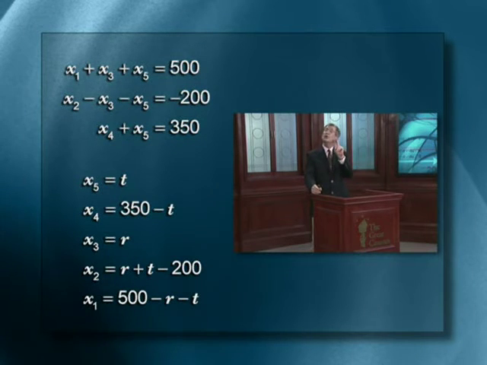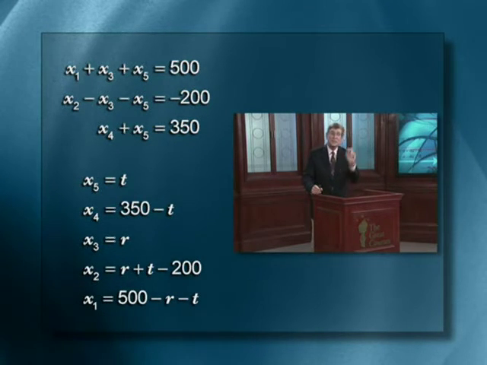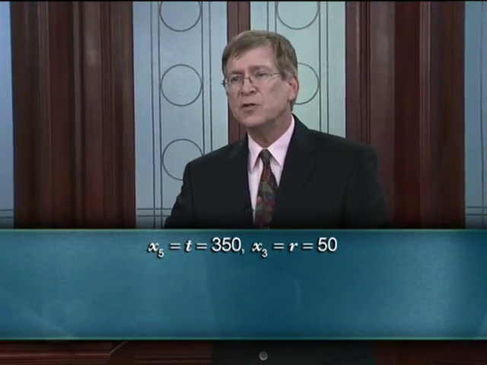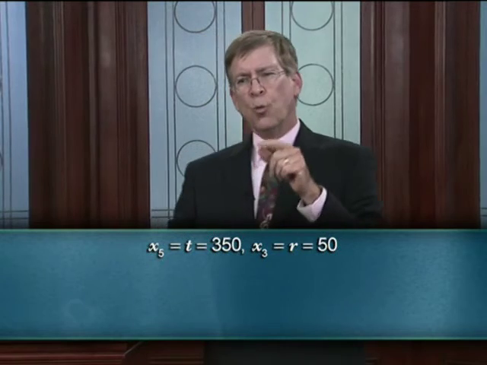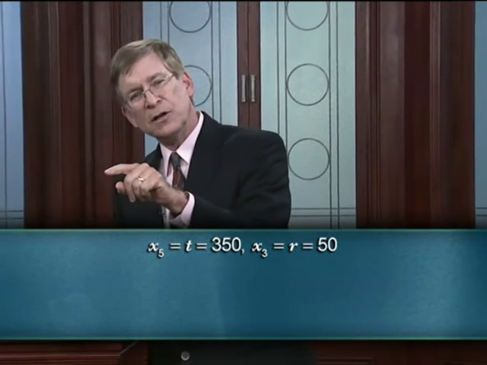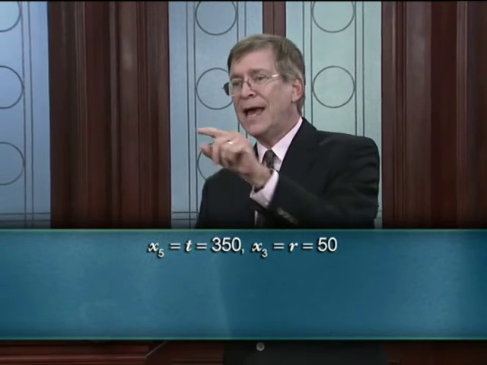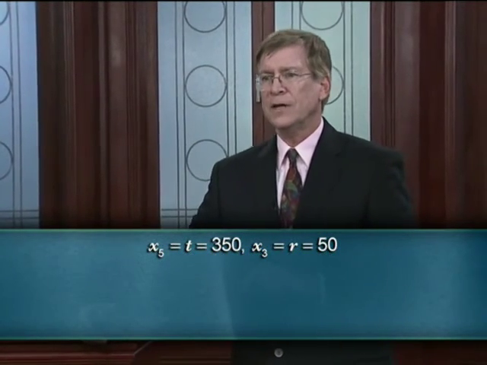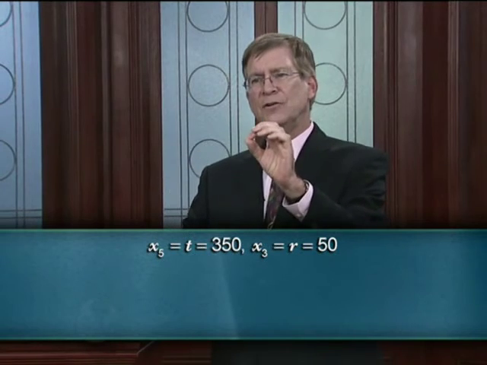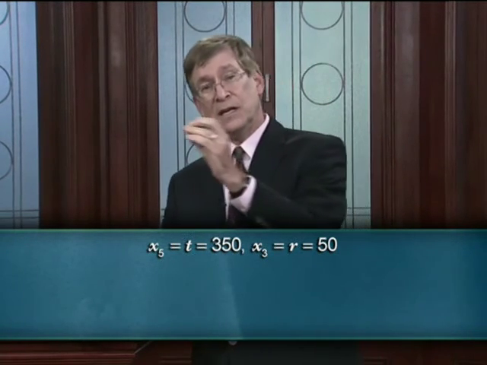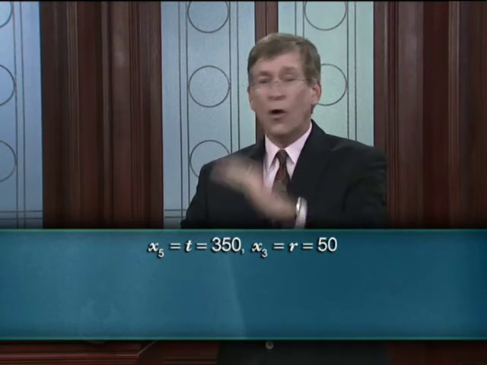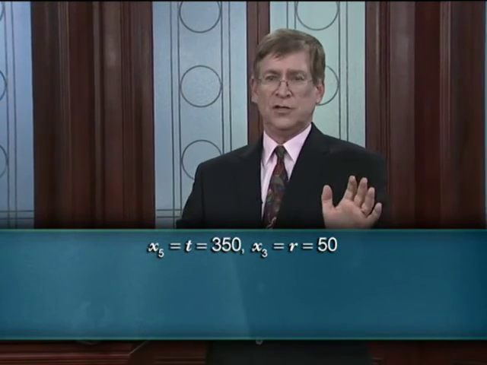And in this case, we have 2 free variables, don't we? T and R. So if you were to analyze this traffic pattern, you could give a value for T and a value for R, and that would determine all the other values, wouldn't it? In particular, in this problem, we asked the question, what's the flow if x5 is 350, that's t, and x3 is 50, that's r. Then all the other values are forced upon us. We have no choices anymore.